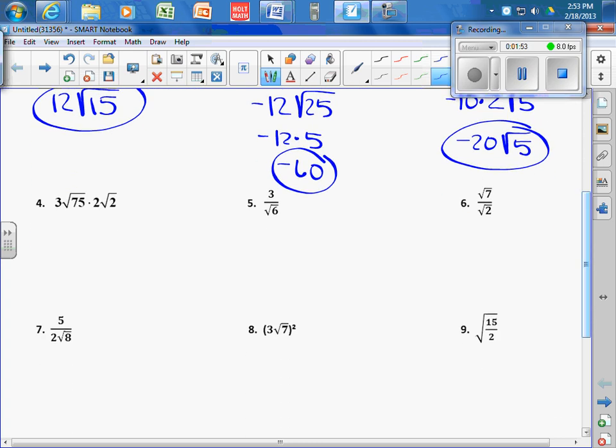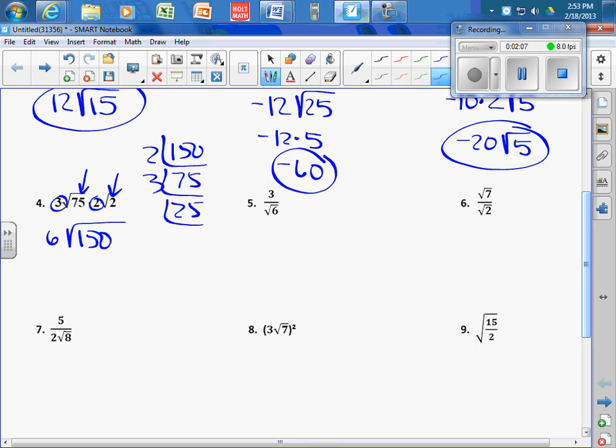In number 4, I have 3 times 2 is 6. I'm going to take 75 times 2 and get 150. Well, let's take the prime factors of 150. I get 2, 75, get 3, 25, 5, and 5. So I'm going to have 6 times 5, radical 6 is left over, 30 radical 6.